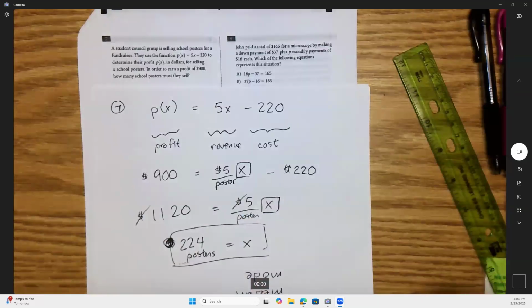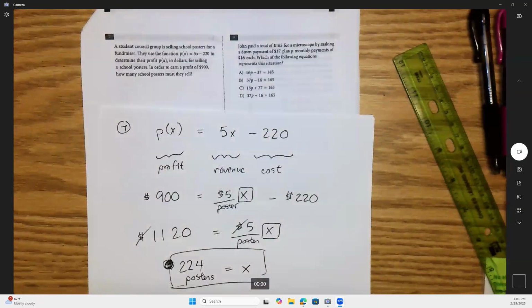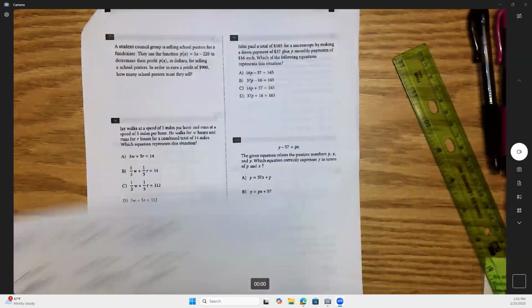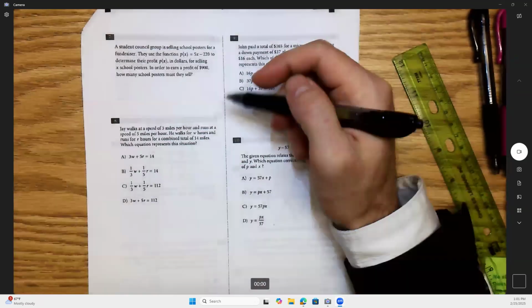Oh, that was also not multiple choice. So you had to write the number 224. So number 7, if you got that right, you should have written 224. You guys got 224?